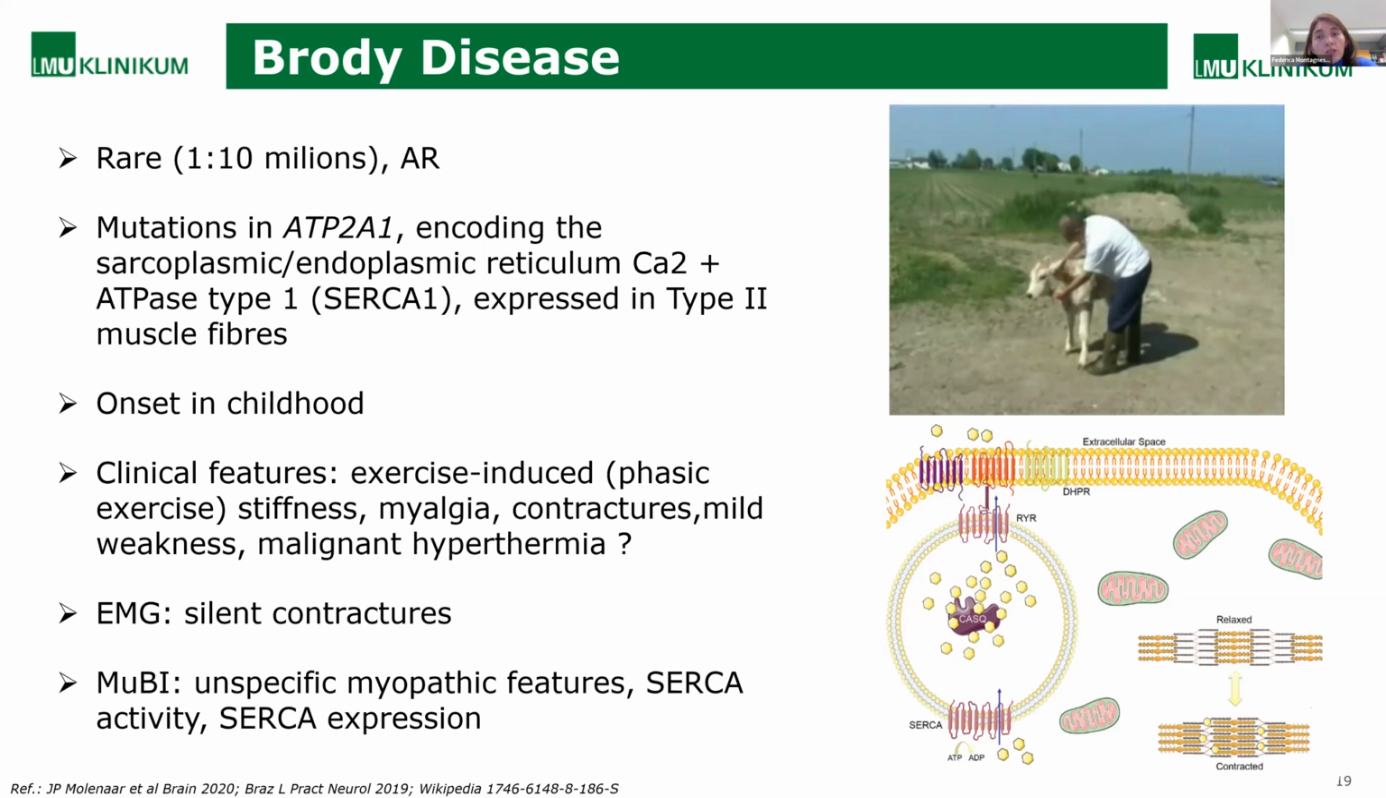In EMG, we will not have any discharges, so these are silent contractures. And if we suspect this disease, we can analyze the ATP2A1 gene, and if we find some variants of uncertain significance, we can also prove their pathogenicity in muscle with immunohistochemistry or immunoblotting tests to determine the activity and expression of the SERCA protein.